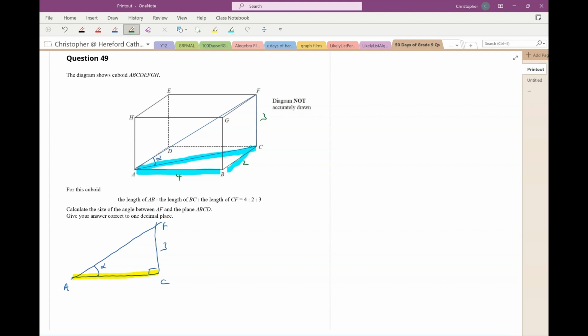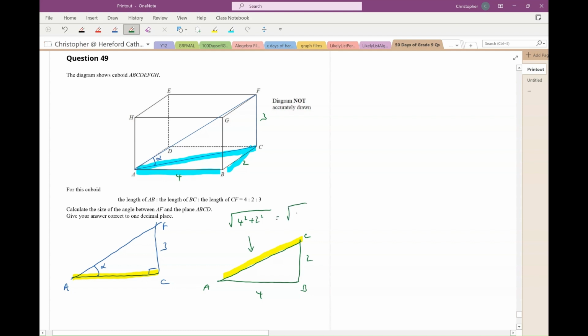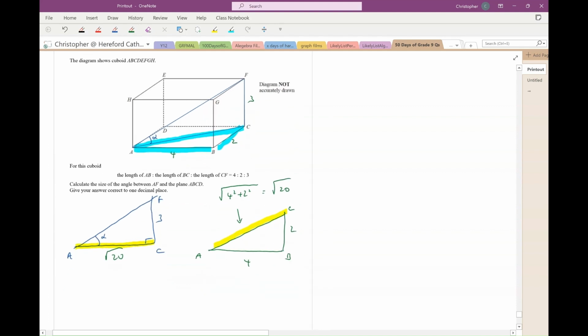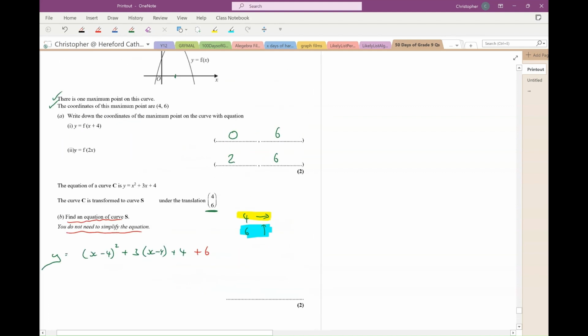It looks like this. A to B is 4. B to C is 2. So I can use Pythagoras to find A to C. A to C here is the square root of 4 squared plus 2 squared. So that's the square root of 20. So this is the square root of 20. So now I can use tan here.